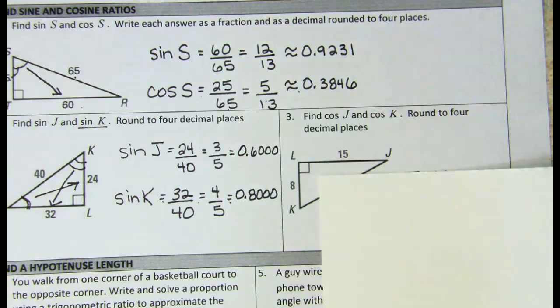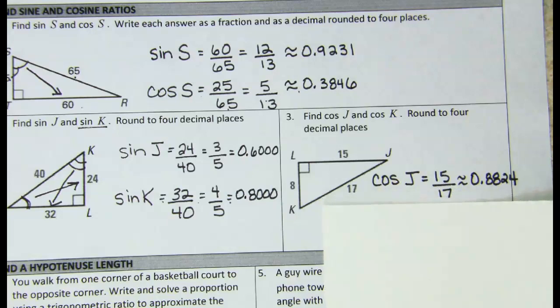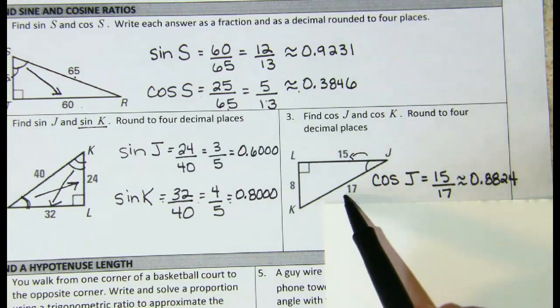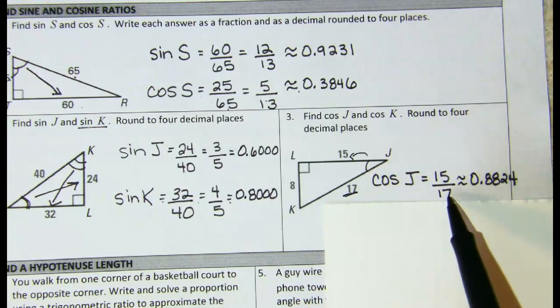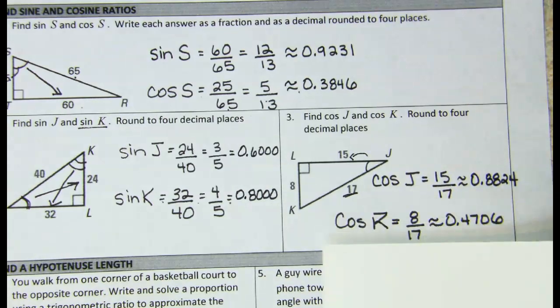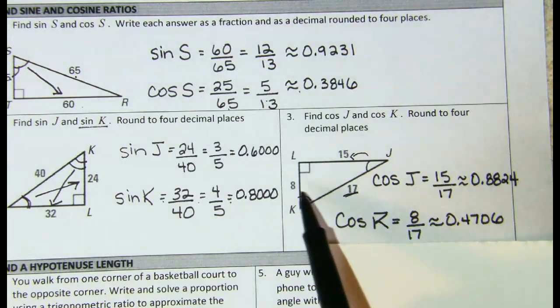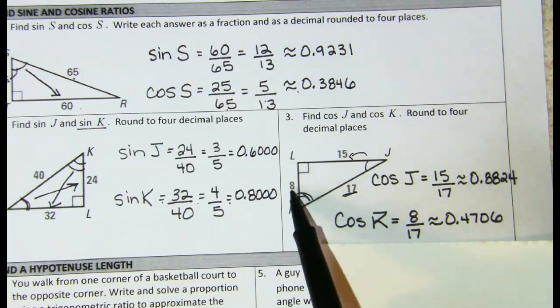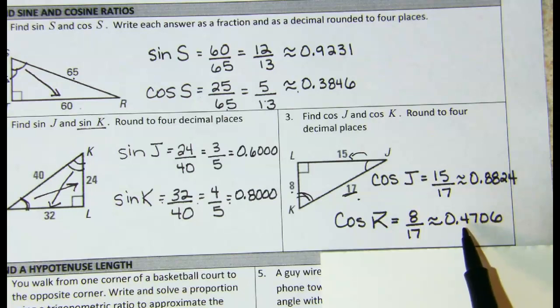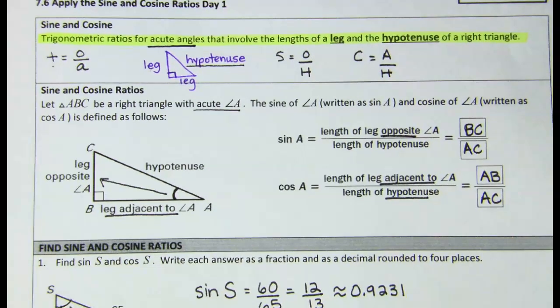Now, picking back up for cosine J, I hope that you marked J. This time you went adjacent, which is 15 over the hypotenuse. Type that into your calculator. You get approximately 0.8824. And then you are supposed to do cosine K, so this one here. Now 8 is adjacent and 17 is the hypotenuse, so you get approximately 0.4706.